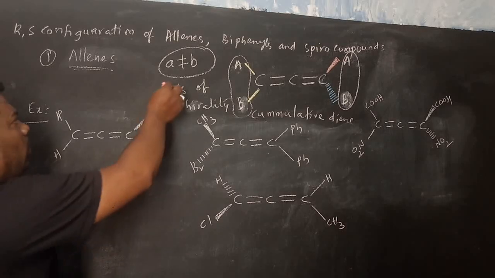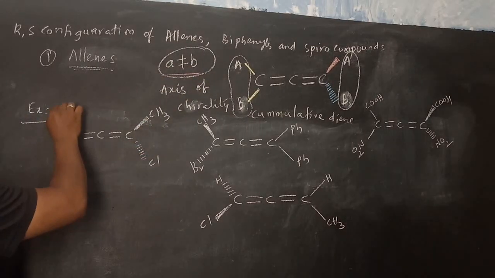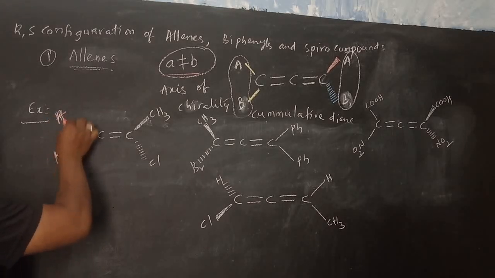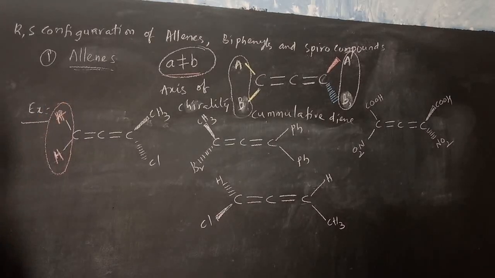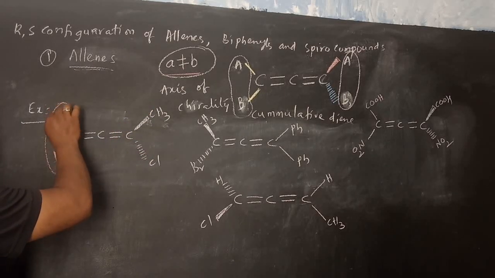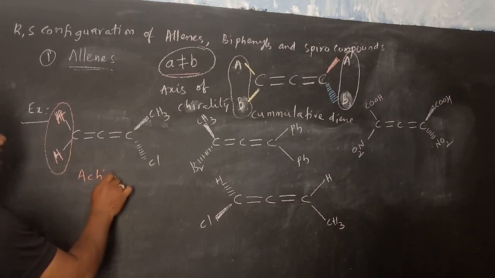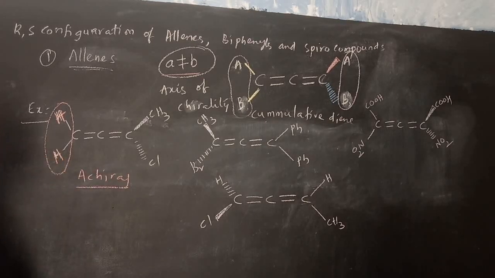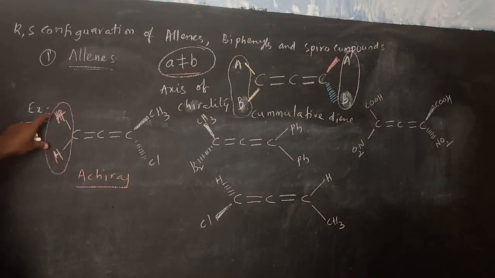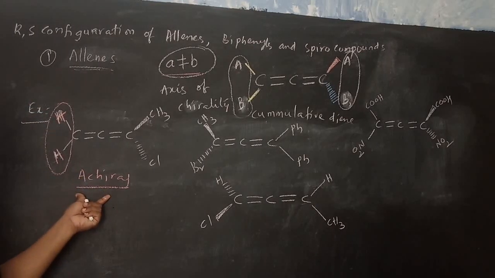So what is our rule? A is not equal to B. You can see here hydrogen and hydrogen, so two identical atoms are present. If identical atoms are present on one end, then it is not chiral, it is achiral. So simple. You look at the allene molecule, and if the atoms at one end are identical, you can just say it is an achiral molecule.